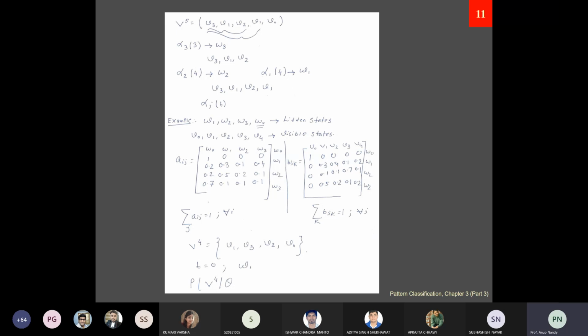So this is called the hidden state. And you have the visible states V1, V2, V3, and V4, along with V0. Whenever I write this V0, it means V0 will be generated only by the final state. So W0 will generate only the V0 output symbol. So that is how it is written. Now what is this transitional probability?